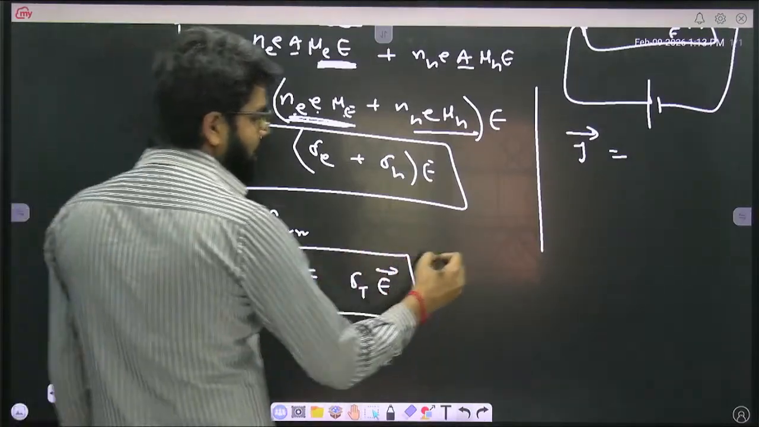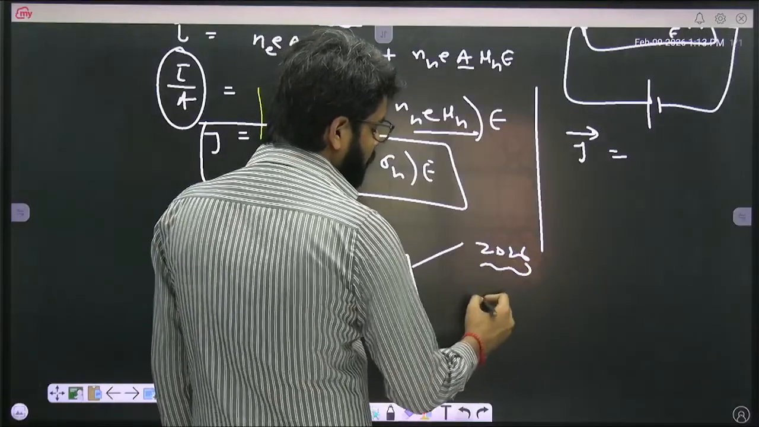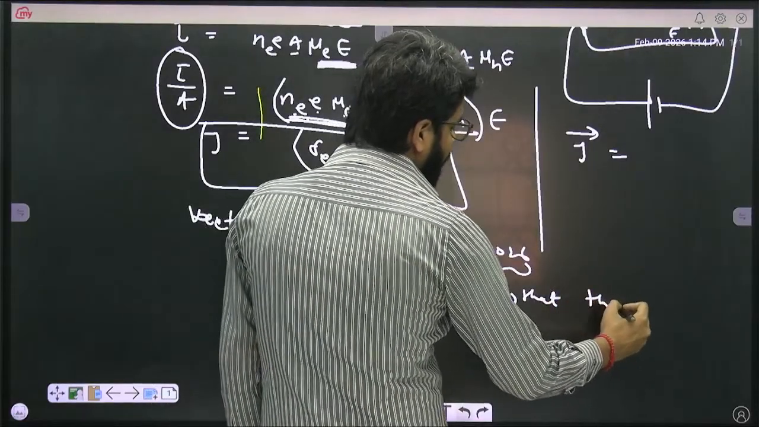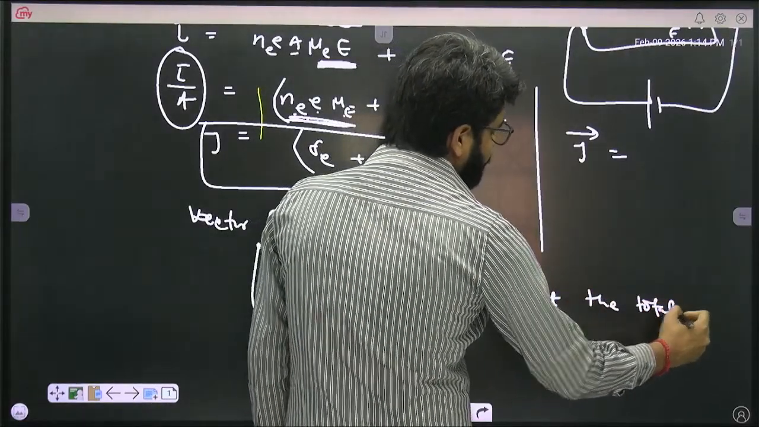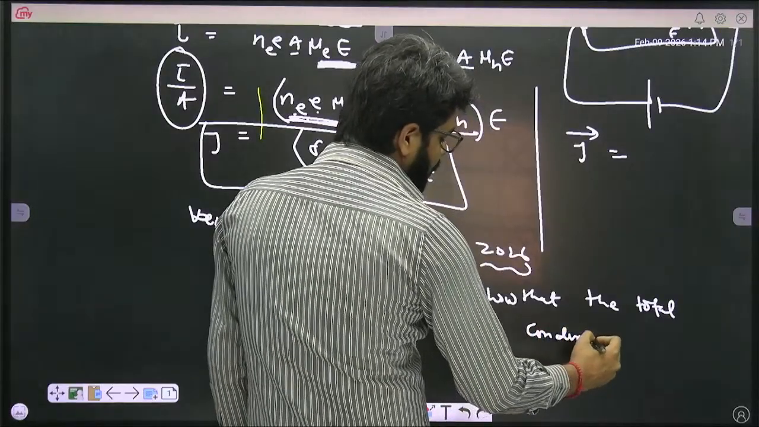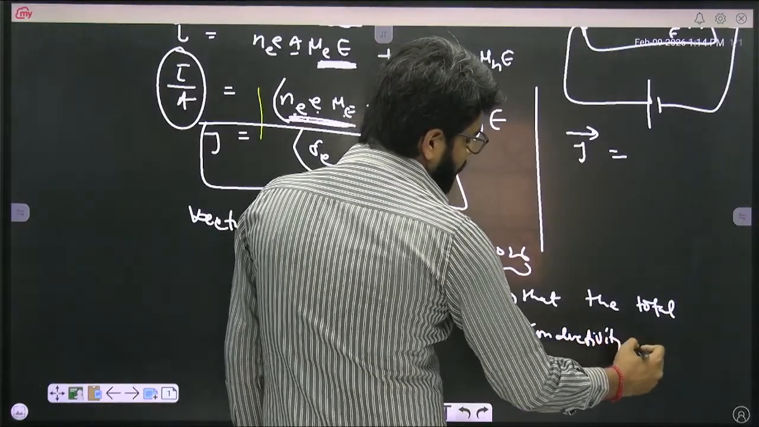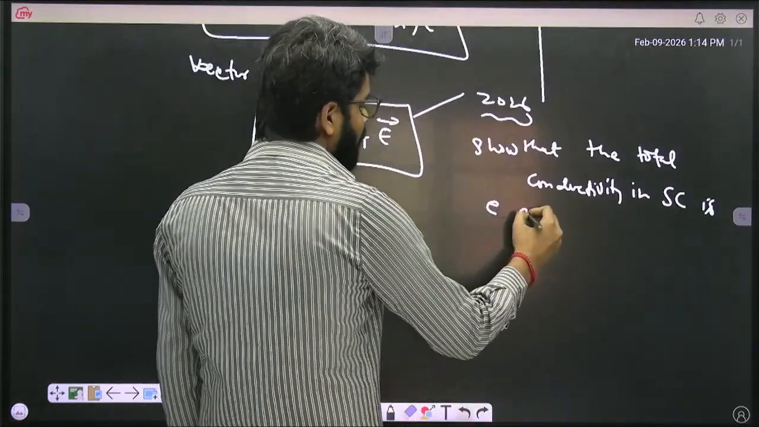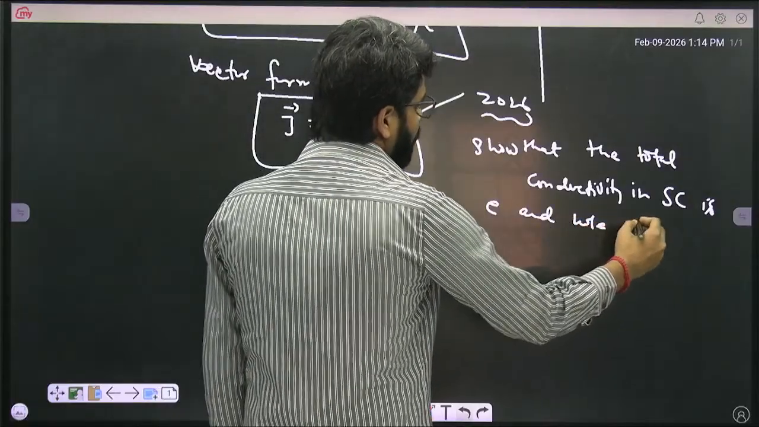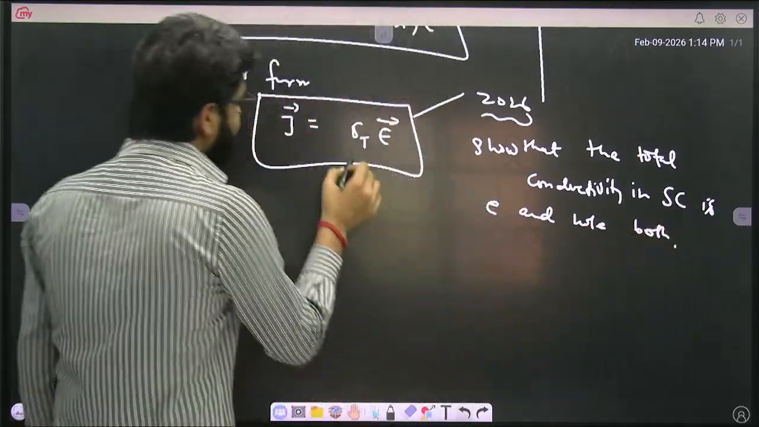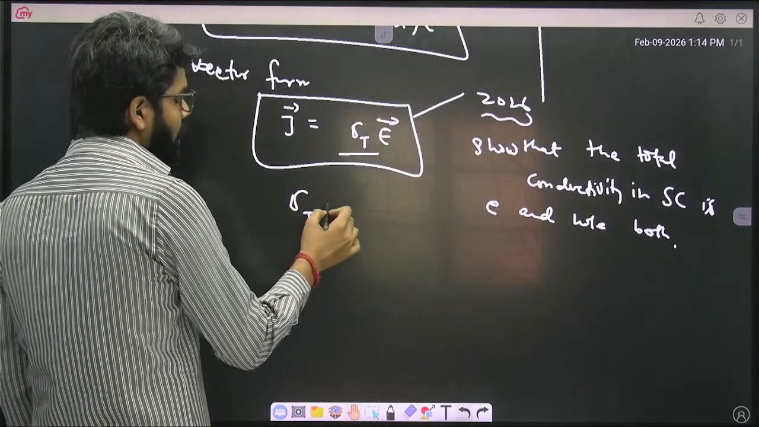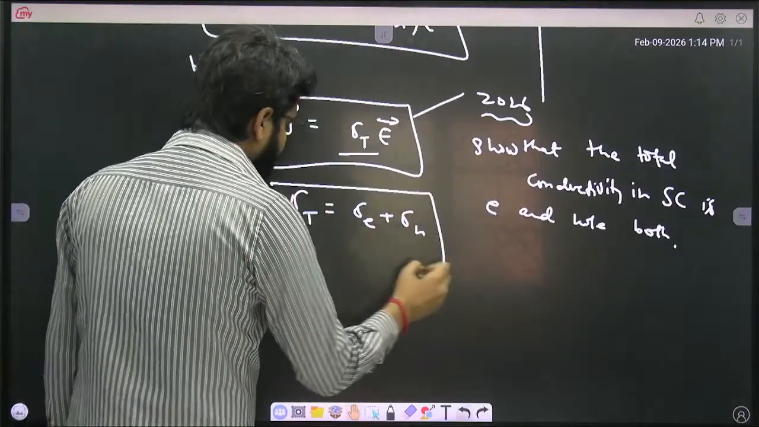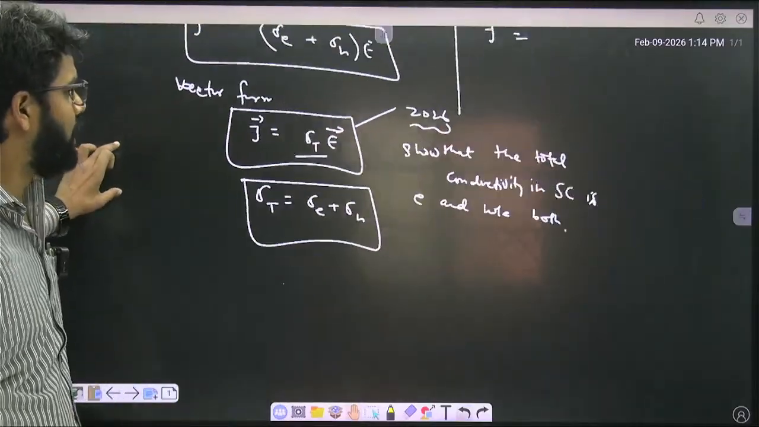So you may get a question in 2026 related to this: the total conductivity in a semiconductor is due to electrons and holes both. Or maybe you are asked to derive this formula to find the relation for the total conductivity, and remember that it would be equal to sigma E plus sigma H. So this is the derivation for the total conductivity for the charges in a semiconductor.